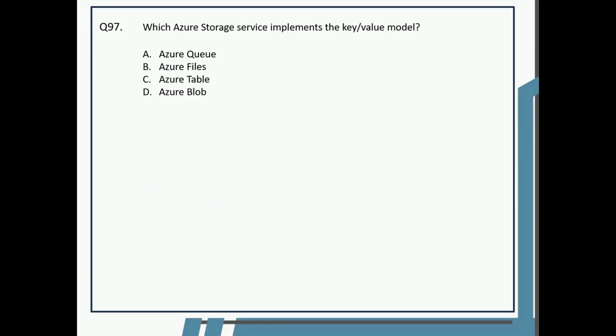Now, question number 97 is asking us to identify the Azure storage service that implements the key value model. Your options are Azure Queue, Azure Files, Azure Table, Azure Blob. Now, folks, Azure Queue implements a message queuing model for storing and retrieving messages for asynchronous communication between application components.